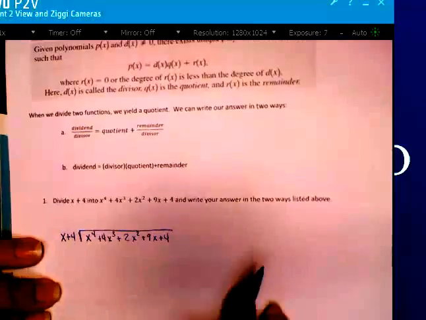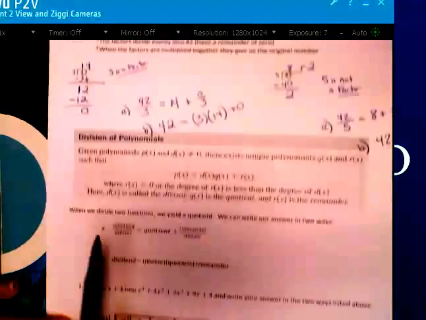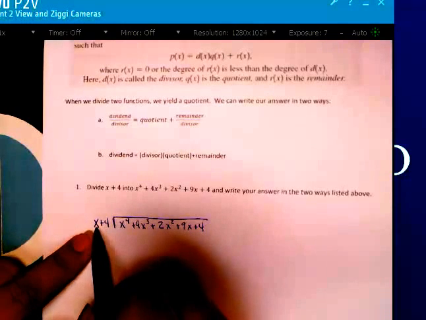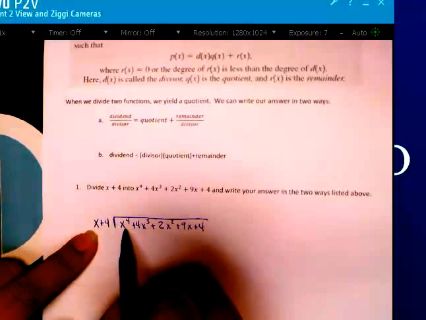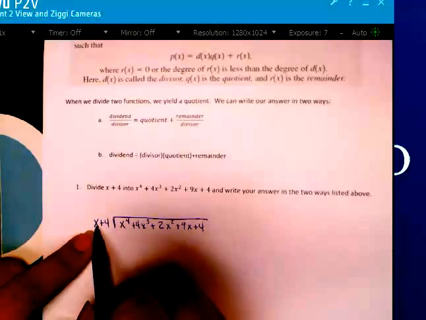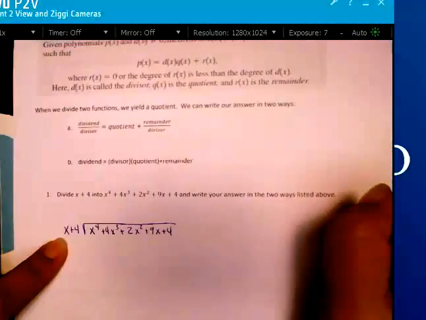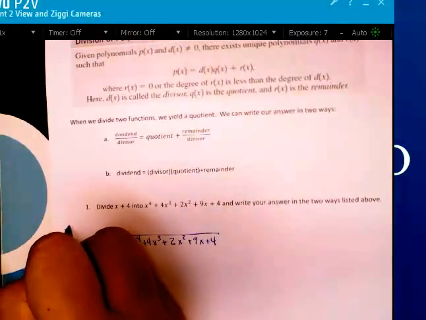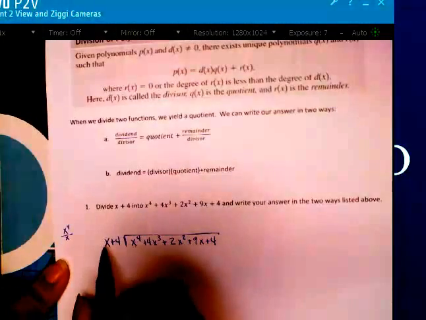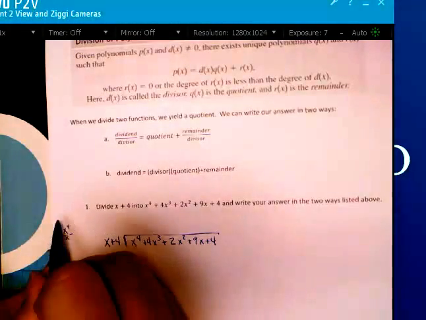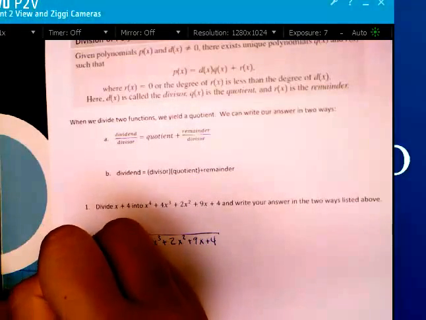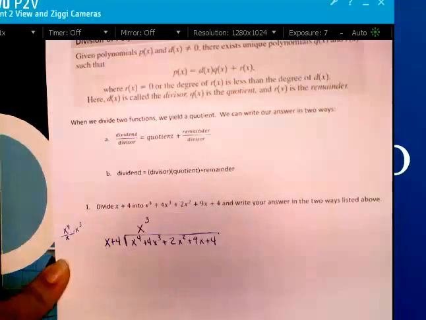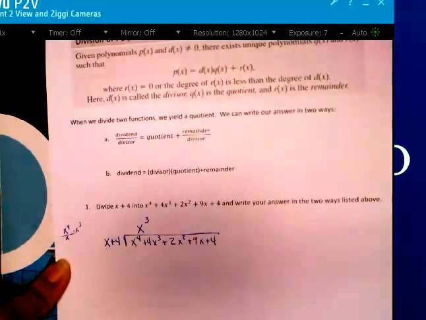Okay, so a lot of the ideas that we did up here, the process is going to show up down here. I'm going to take x to the 4th and divide it by x. If you want, you can do that off to the side. Actually, I'll do it over here. So we're taking x to the 4th and dividing it by x. When we do that, you can see that this reduces to x cubed. So the first part of our quotient is going to be x cubed.